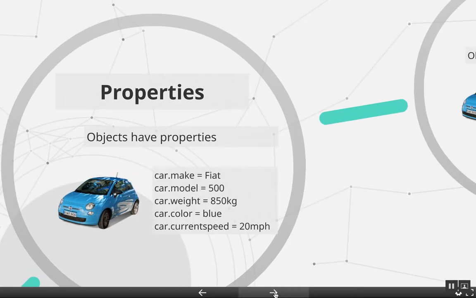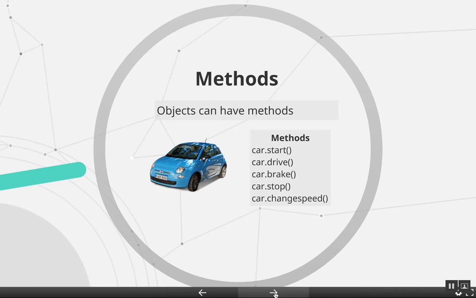Objects can have methods as well. For example, a car might be able to start or drive, brake or stop, and change speeds. These methods or instructions might be represented with the following: car.start, and then we see some empty parens following each one of these that are typical of a method. We also have car.drive with empty parens, car.brake with empty parens, car.stop with empty parens, and car.changeSpeed with empty parens.